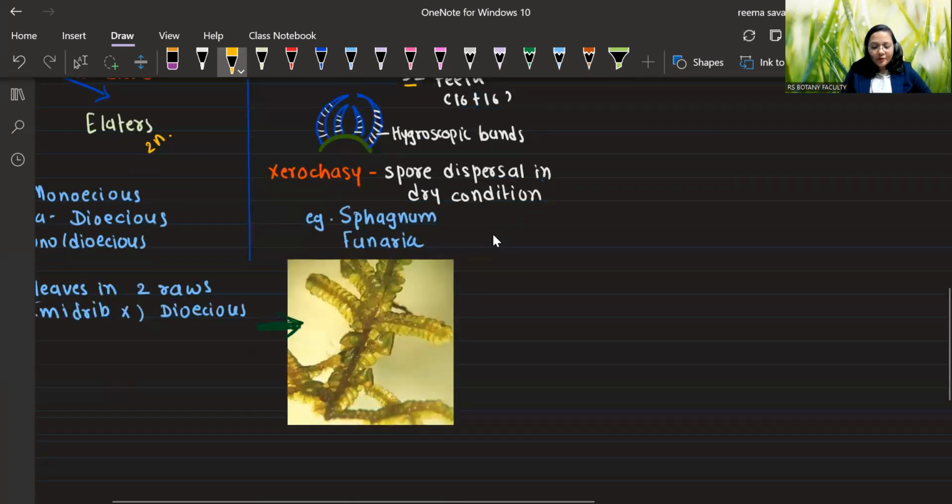And they also have hygroscopic bands for dispersal. Now they show xerochasy. Spores disperse in dry condition. So when water is there, due to the weight of water, these peristome teeth will bend towards the inner side, so they will close the structure. When there is dry condition, they will be open, right? And when they open, they will release the spores. So this mechanism is known as xerochasy. What is xero? Dry condition. So when spores disperse in dry condition, it is known as xerochasy. Example, there are 2 main examples of these mosses, Sphagnum and Funaria.